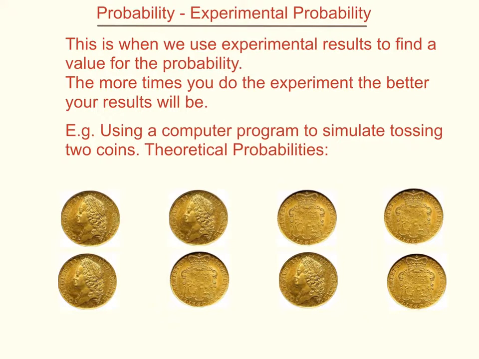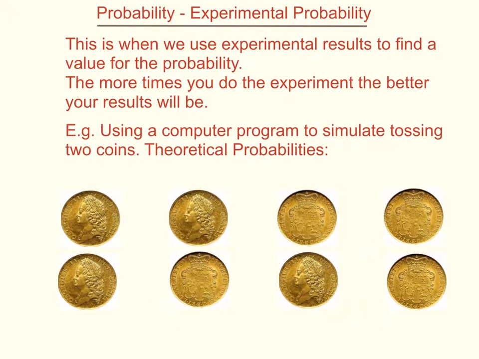When we do an experiment, it's important that we do it enough times to be accurate. The more times you do the experiment, or the more trials you conduct, the better your results will be. And I'll show that using a computer simulation. In this computer simulation, it's going to be looking for the event two tails when I toss two coins in the air.